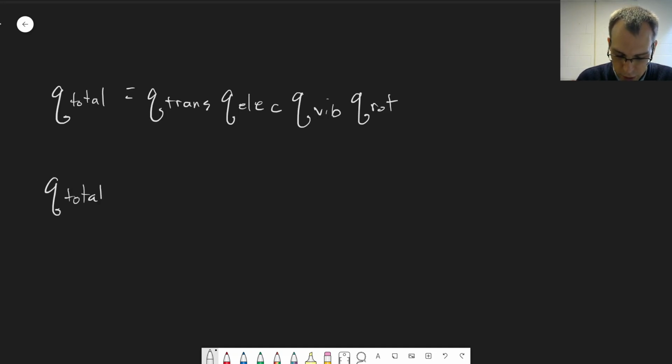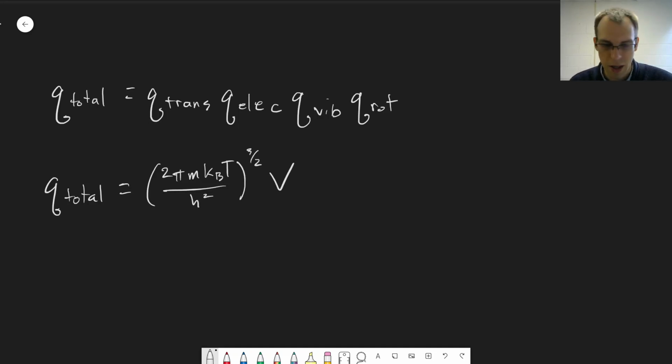So q total for our molecule, specifically here a diatomic ideal gas, is equal to, just multiply all of them together, (2 pi m k_B T over h squared) raised to the 3/2 power times V. That's our translational partition function. The electronic partition function, assuming that our excited electronic states are not low-lying, is just whatever the degeneracy of the ground electronic state is. So g for the ground electronic state.